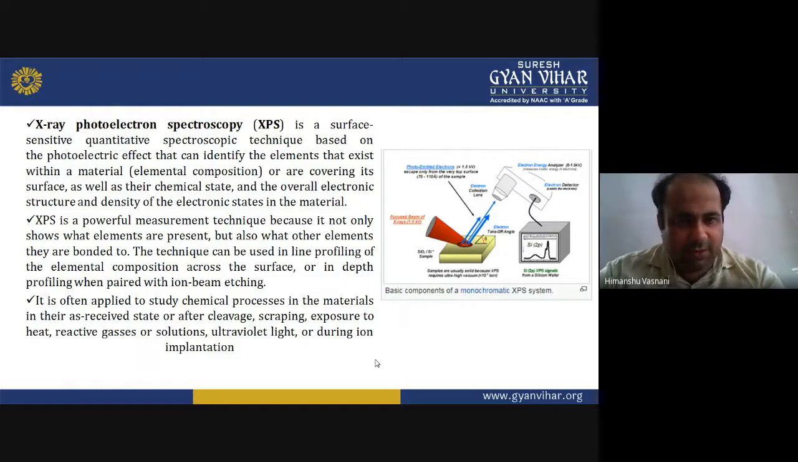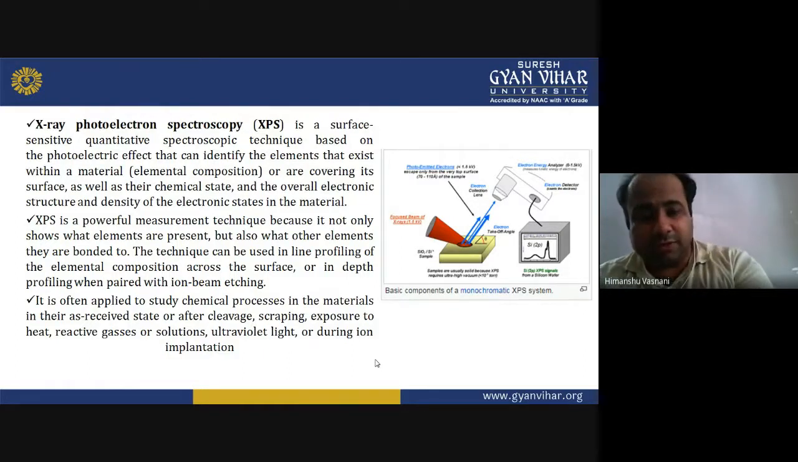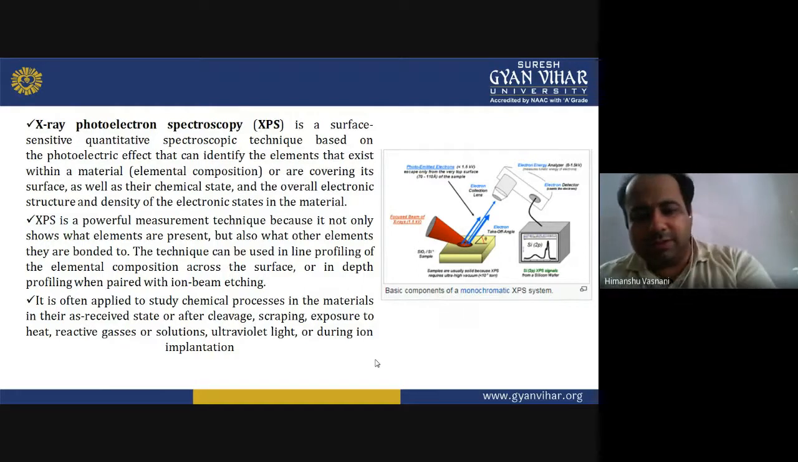So this technique can be used in line profiling of the elemental composition across the surface, or in depth profiling when paired with ion beam etching. Then it is often applied to study chemical processes in the material in their as-received state or after cleavage, scraping, exposure to heat, reactive gases or solutions, ultraviolet light, or during ion implantation. Okay, these are given. So exposure to heat can be there, reactive gases or solutions. So this has a wide application.